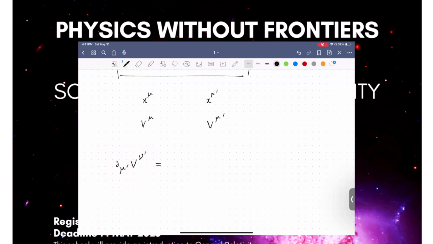So what is this? Okay, so this notation simply means x mu prime. Actually, let's stick to the bigger notation. This is just the chain rule on partial derivatives. And then we have to apply the transformation rule for vectors. Hopefully you guys remember what it looks like.